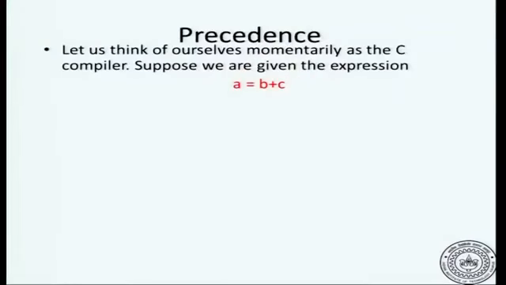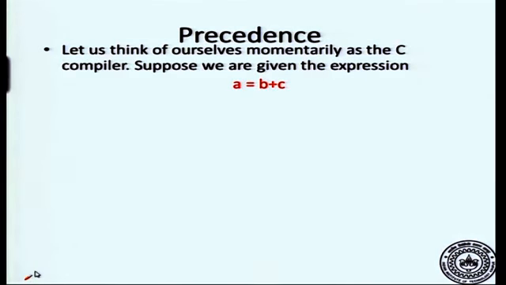There's one more concept that we have to understand before we really understand how C evaluates expressions. That is the concept of precedence. Okay, so what do we mean by precedence? Let's pick an expression which involves multiple operators. Like for example, in this expression you have two operations, the assignment operation and the addition operation.